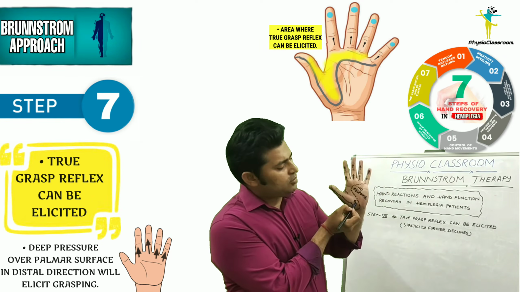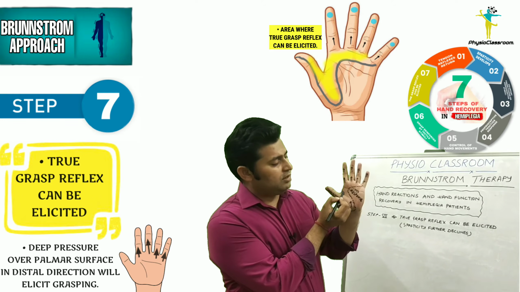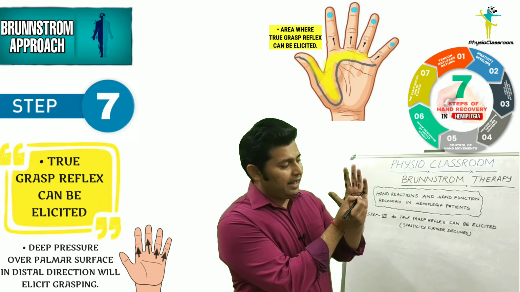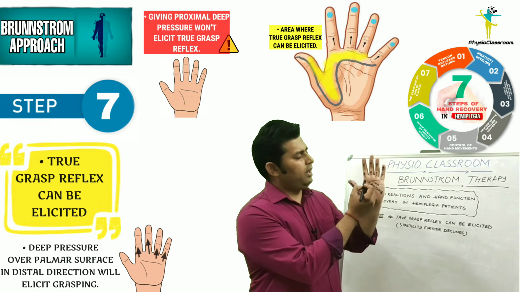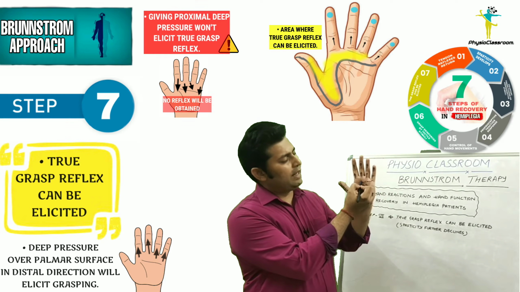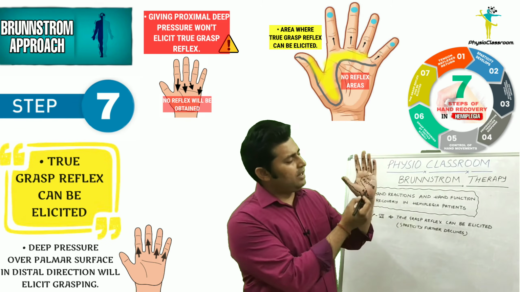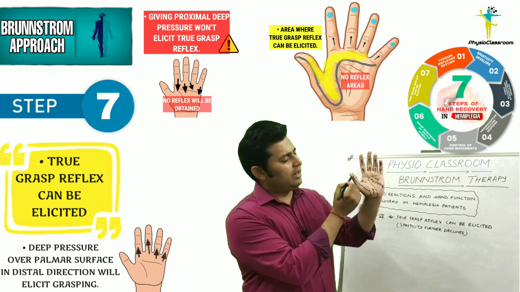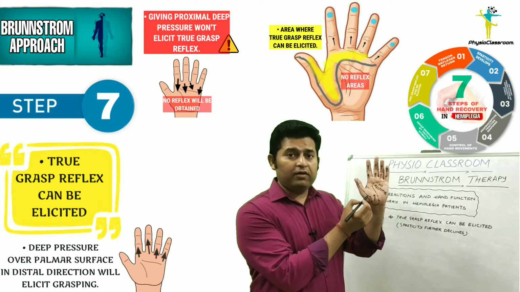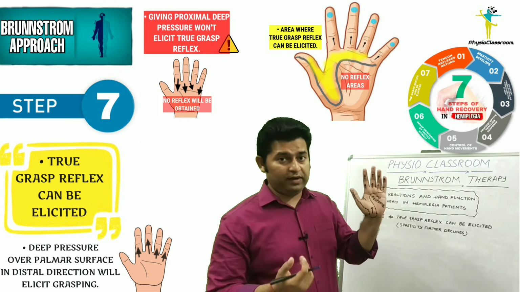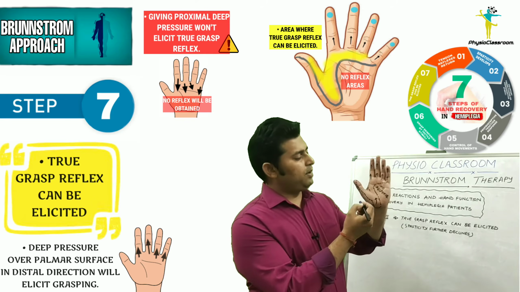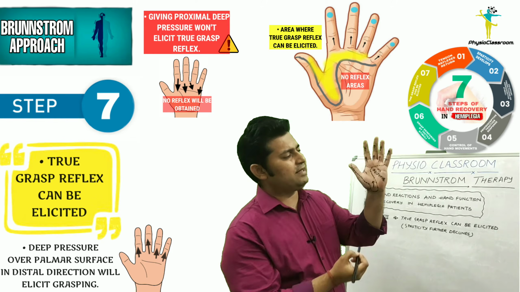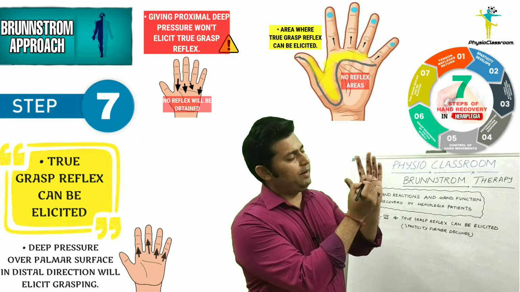So when a deep pressure stimuli is moved in a distal direction, it is characterized by a reflexive contraction of the MCP and the IP joints. Giving a proximal deep pressure is not going to elicit any response, and similarly, as you can see here, these are the areas, especially the hypothenar region and the lateral part of the thenar region, where we cannot elicit a true grasp reflex. It has also been seen that a deep pressure stimulation in the palmar dorsal direction invokes a reflexive adduction movement in the neighboring digits.